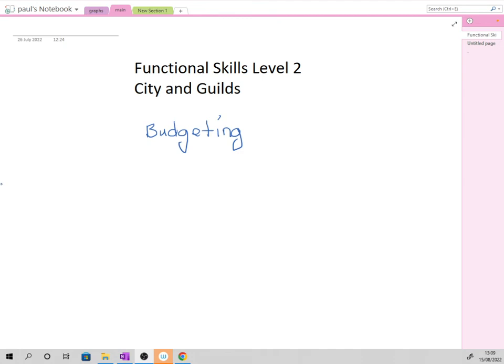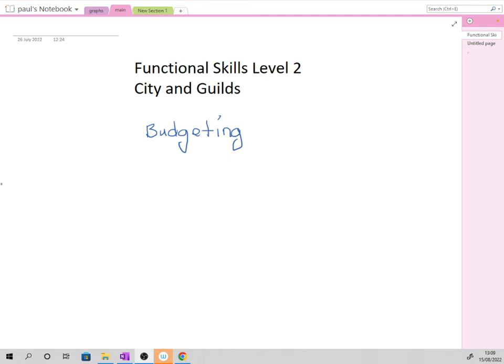So you need to budget, and when you need to budget is when you've only got a certain amount to spend normally. And it's no good having a budget of £10,000 for a wedding and you spend £9,000 on the wedding dress. You haven't got hardly anything left for the rest of it.